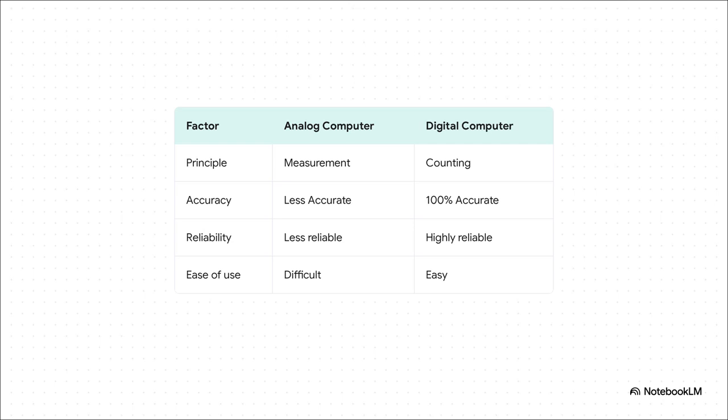And looking at them side by side really shows you the crucial difference. It all boils down to this. Analog computers measure, while digital computers count. And that one little distinction explains everything else. It's why digital can be 100% accurate and repeatable, why it's more reliable, and at the end of the day, why it's the tech that powers our modern world.